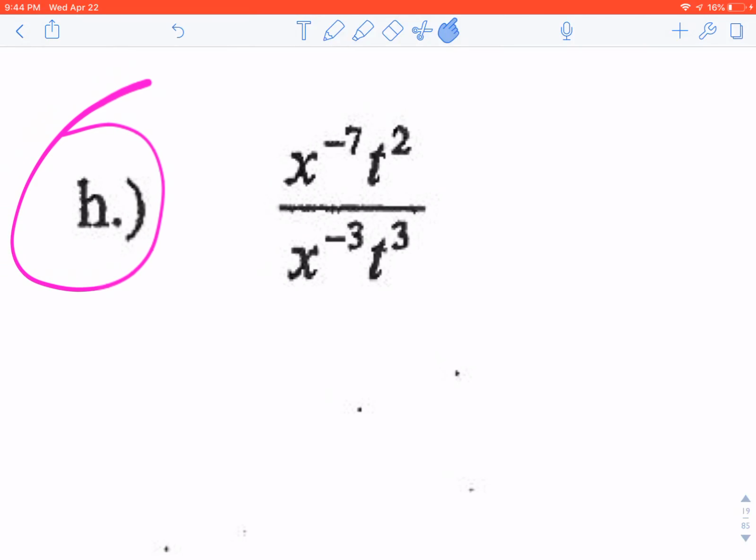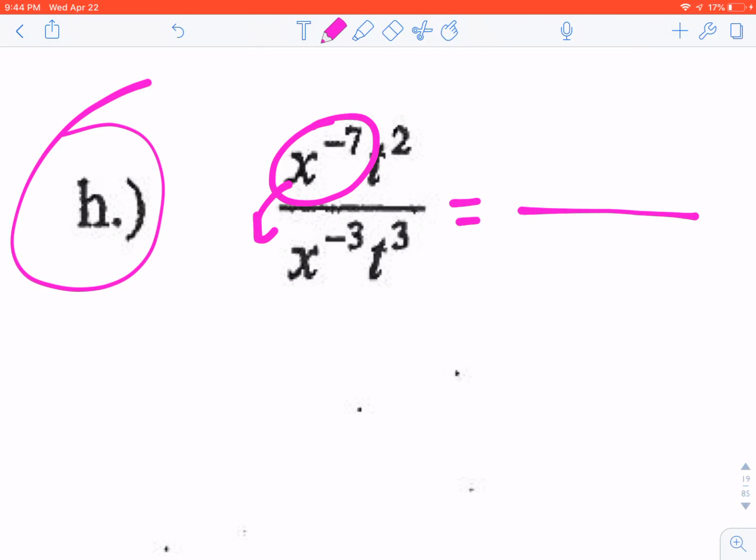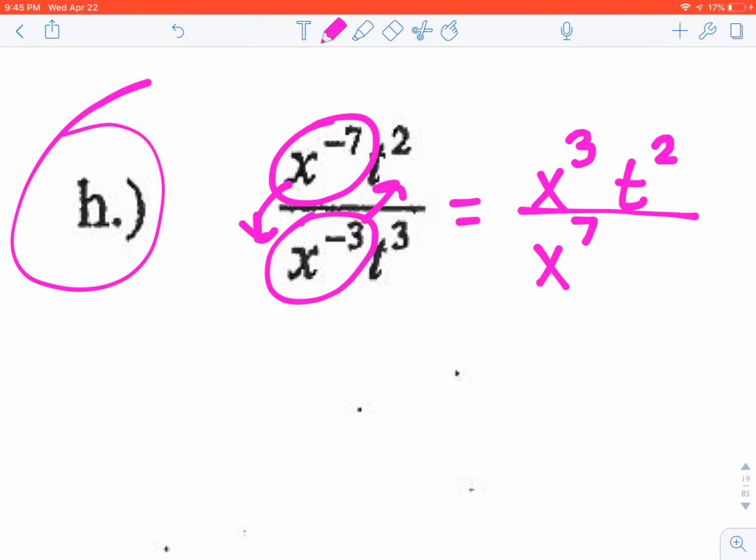Okay, so letter H, similar to the last problem. Okay, we do see bases repeating, but we also see negative exponents. Okay, so we're going to move them to opposite sides. So the x to the 3rd becomes positive, goes to the top. Keep t to the 2nd on top. Our x to the negative 7th goes to the bottom, becomes positive. We're just going to leave the t to the 3rd there.